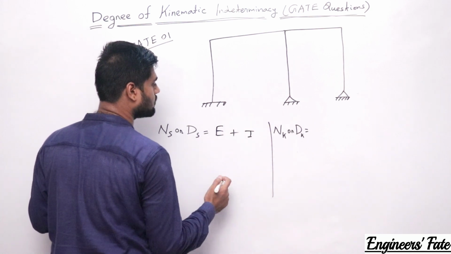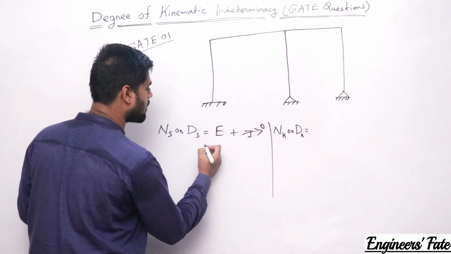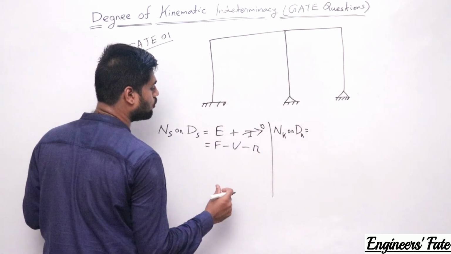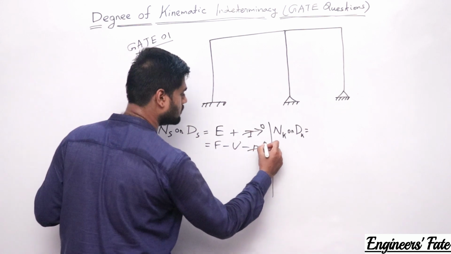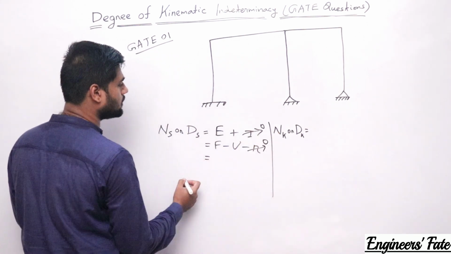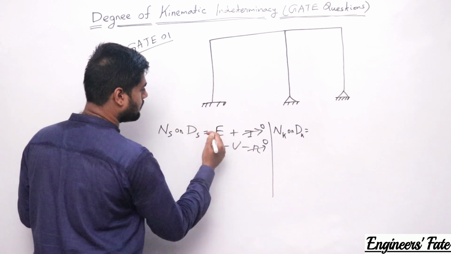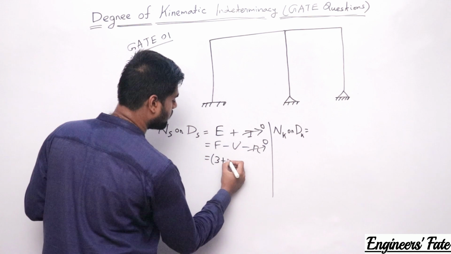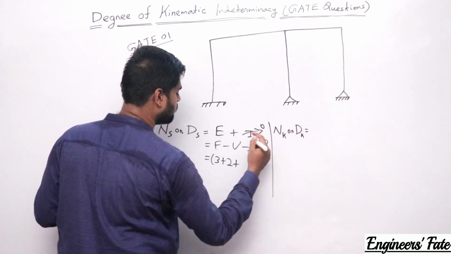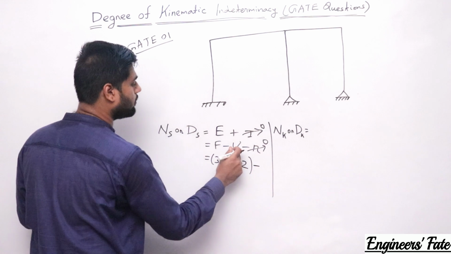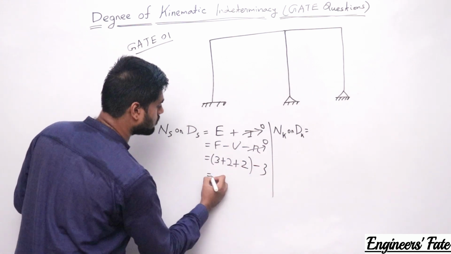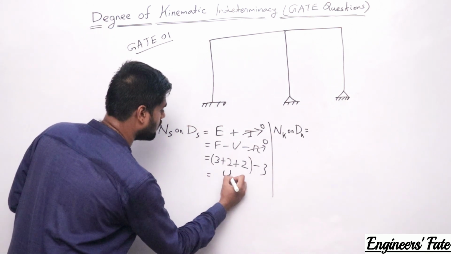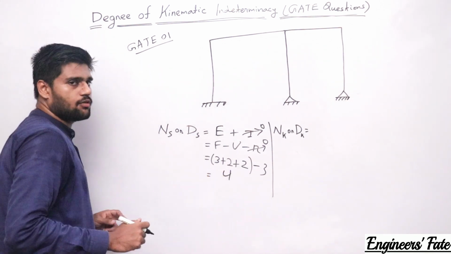Here no closed loop is there, so I equals 0, and I just have to find E. E equals F minus U minus R. There are no force releases here, so R is also 0. The beam is fixed, so the number of forces is 3, here the number of forces equals 2, here 2, and the equilibrium conditions are 3. So 3 plus 2 is 5, plus 2 is 7, 7 minus 3 is 4. So ds is 4 for this question.